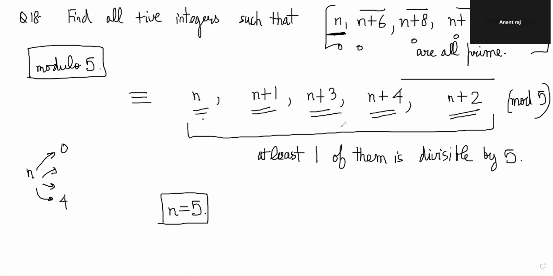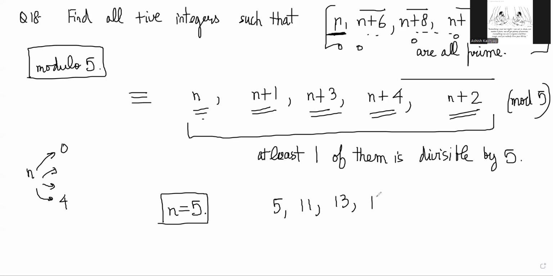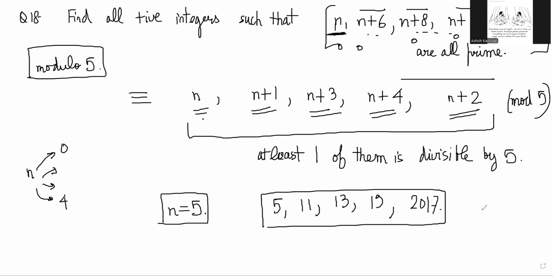One of them is divisible by 5. You cannot have these other ones divisible by 5, so this has to be divisible by 5, and that means n is 5. As soon as you get n is 5, you can see that 5, 11, 13, 19, and 2017 are all prime. Check and see that they are all prime. So therefore, this is our solution.